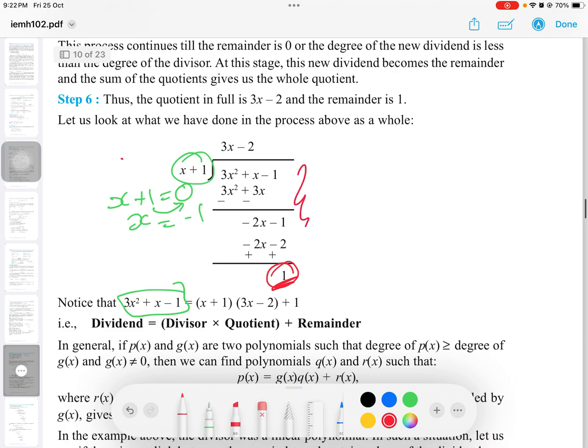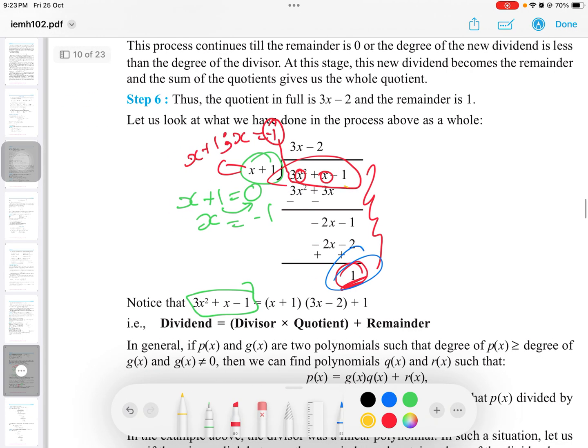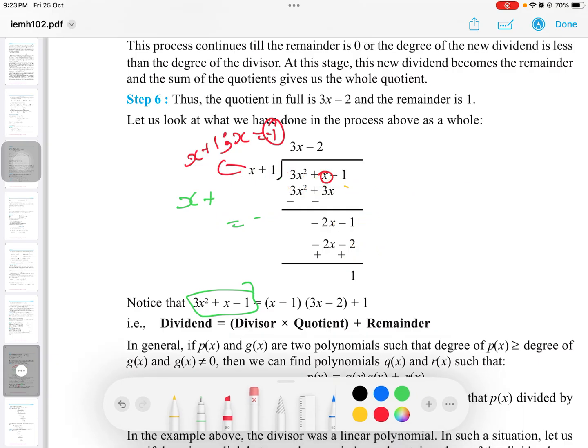Look, the same remainder. Instead of doing this huge task, you just find the value of x using your divisor. That is, if x plus 1, then you get x equals -1. With that, you substitute for this, and there you go, you get your remainder. You don't have to do any of this work. That is not necessary for finding the remainder. If you want to find other stuff like the quotient, you might want to do the actual division.